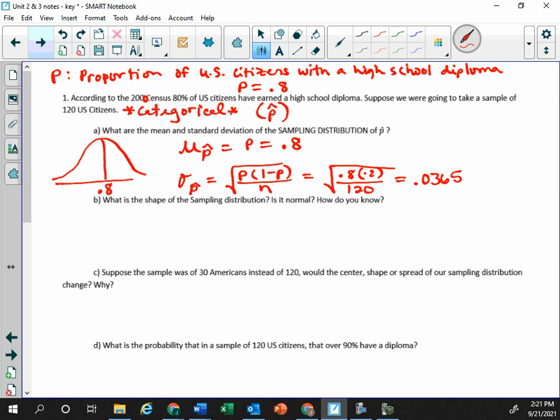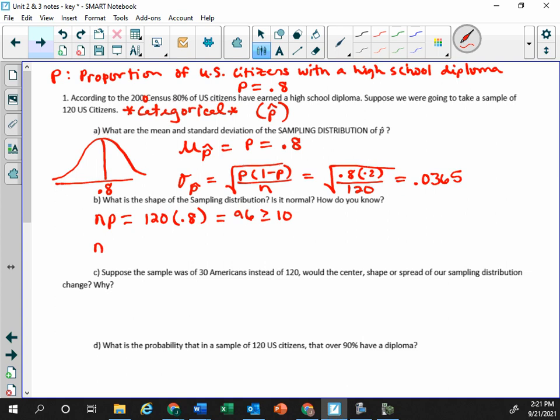So we have to show n times p. So that'd be 120 times 0.8. What do we get? 96. I'd say that's bigger than 10, right? So 96 greater than or equal to 10.